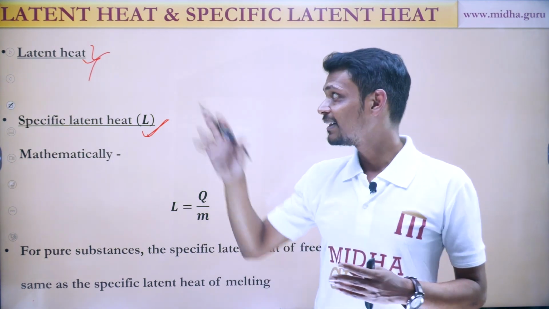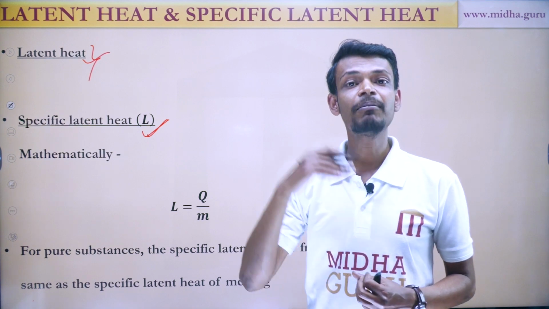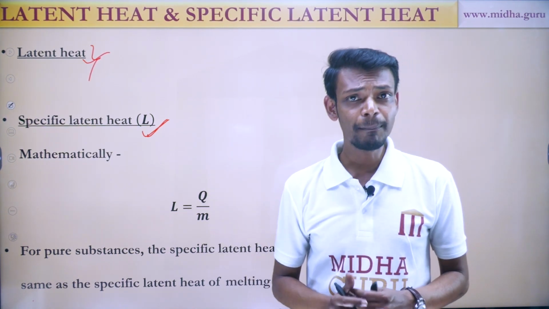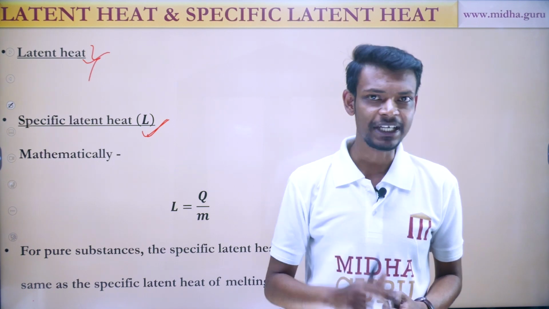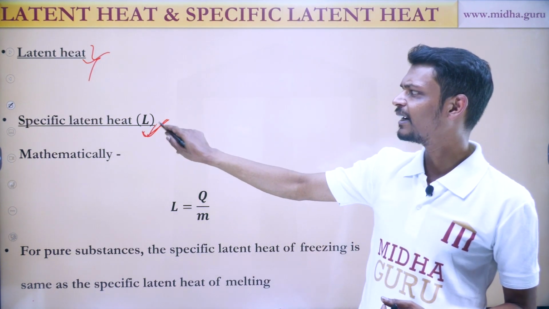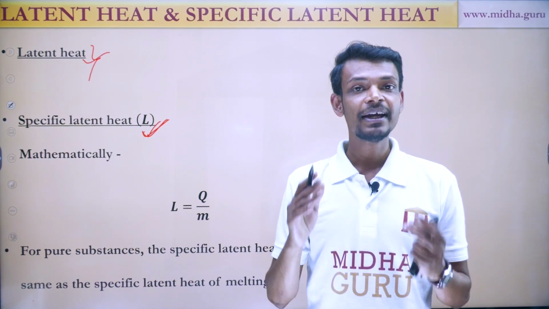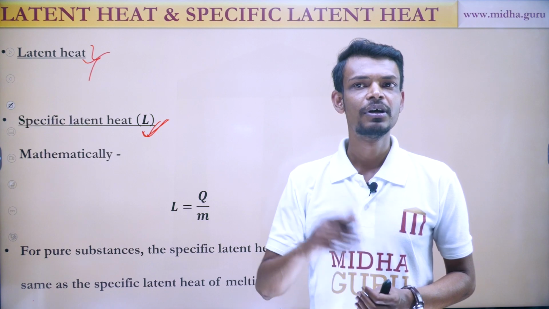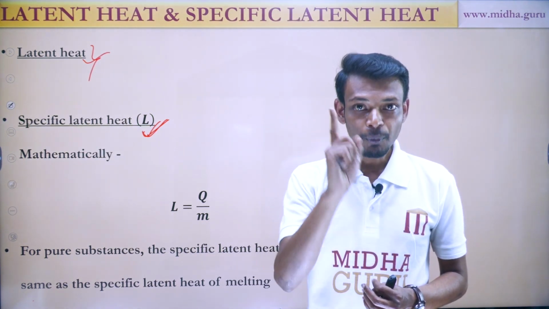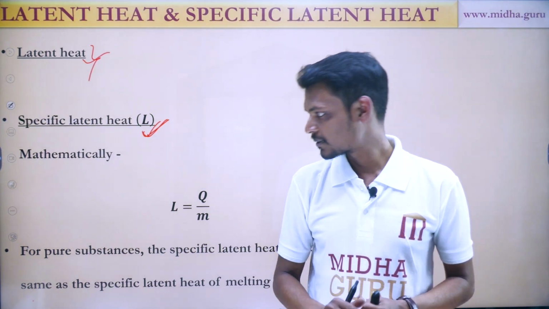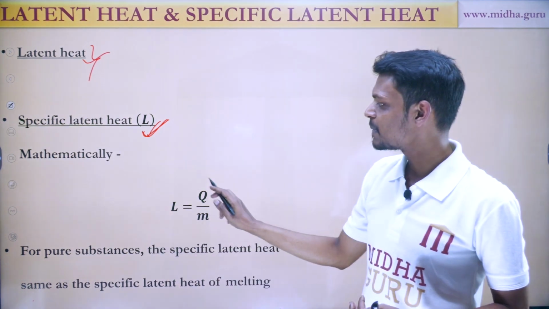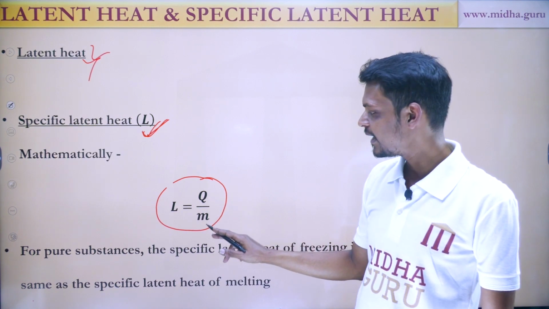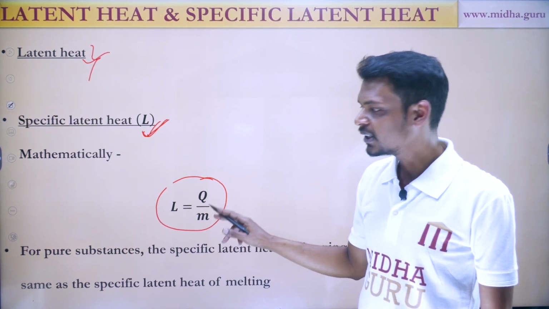Now we know that this latent heat in that case will become variable. If I have 2 kg of water, then the latent heat will be more compared to a situation where we have 1 kg of water. But specific latent heat becomes a characteristic property. It simply tells us how much heat energy will be needed if I want to, let's say, boil 1 kg of any substance. Now mathematically, specific latent heat is given as Q divided by M, where Q is the latent heat and M is the mass of the substance.